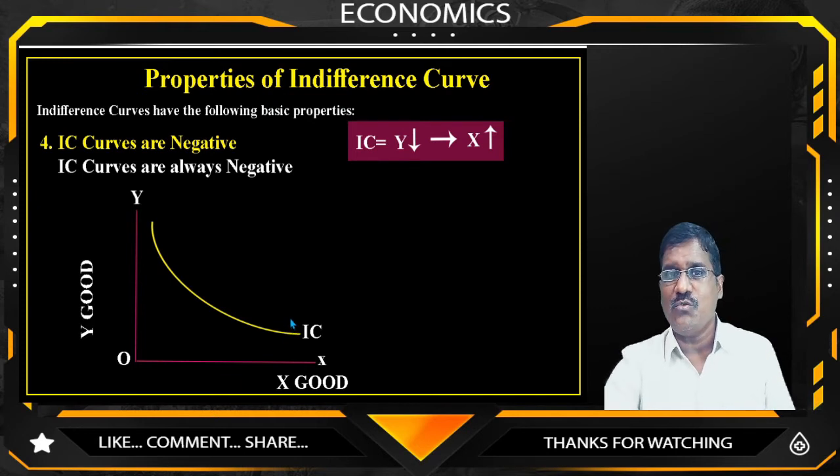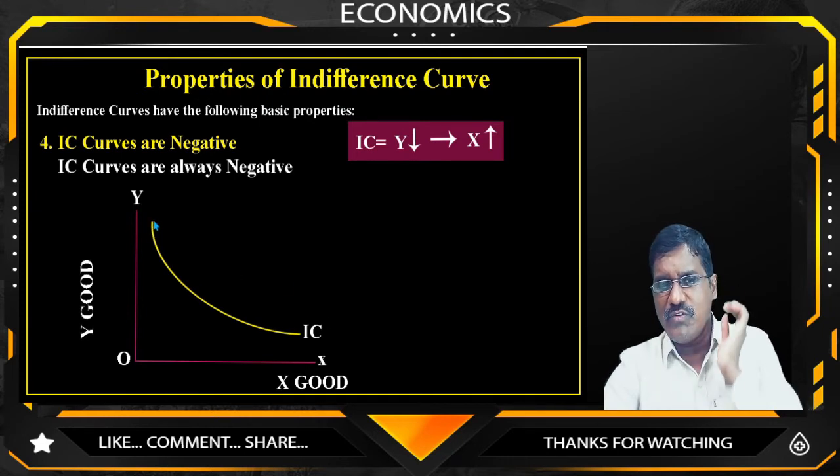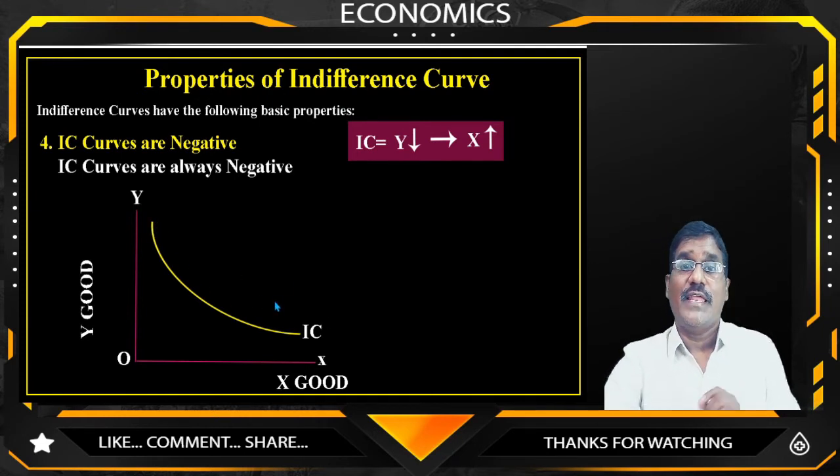What is called negative? It is downwards from left hand to right hand. Always the indifference curve will be negative. And moreover, it is convex to origin. Convex to origin.